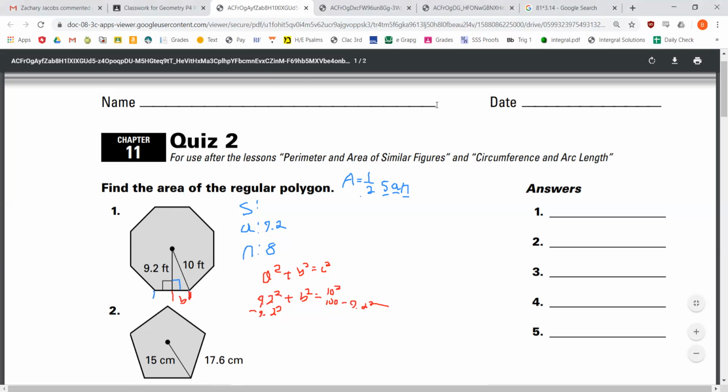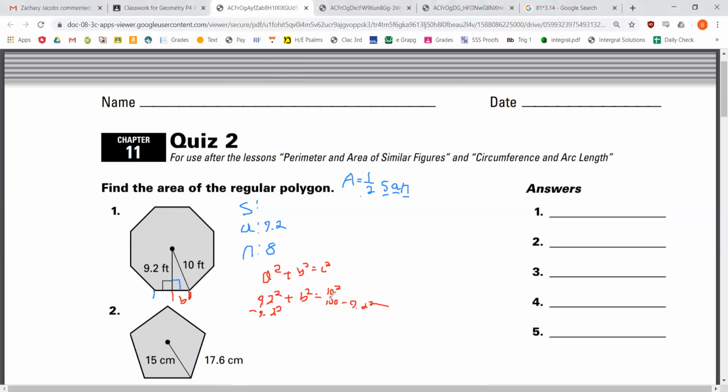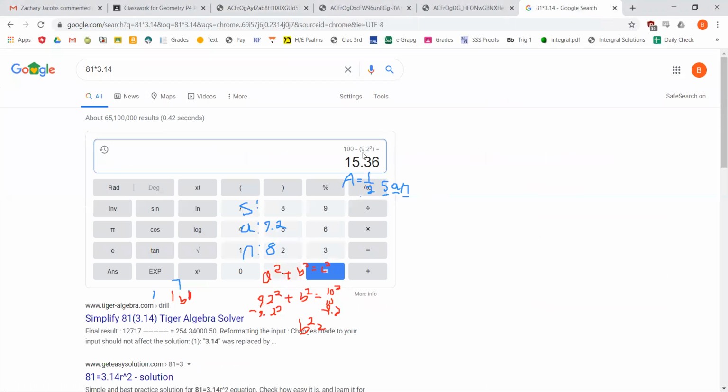Oh, so then I subtract. So I know 10 squared is 100, so I just wrote 100. And then you're supposed to subtract 9.2 squared on both sides to get b squared by itself. So minus 9.2 squared. I don't know what 9.2 squared is offhand. So 84.64. So that's 9.2 squared? Yeah. Good. So I just did it. So then I just subtracted 9.2 squared. So now I already have my difference.